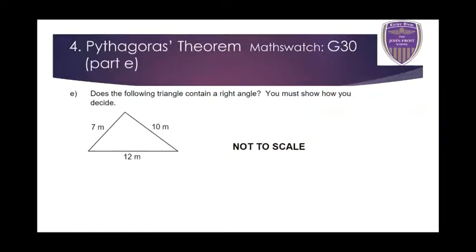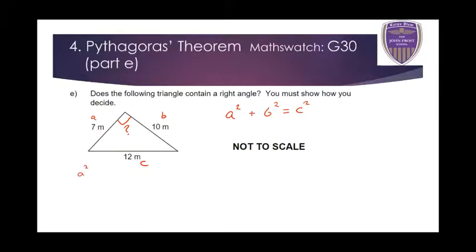So part E, does the following triangle contain a right angle? You must show how you decide. Okay, so what we're trying to find is this, it's probably going to be this corner because there's the two shorter sides. Is this a right angle triangle? Well, if this was a right angle triangle, then if 7 was A, 10 was B, and 12 is C, they would conform to A squared plus B squared equals C squared, because this only works with right angle triangles. Okay. So let's try it out.